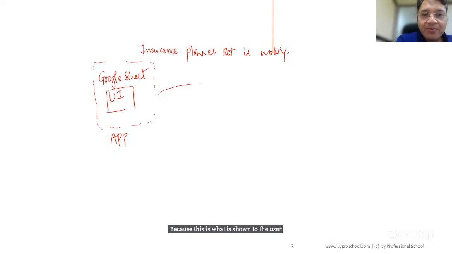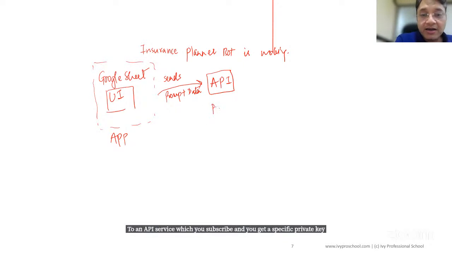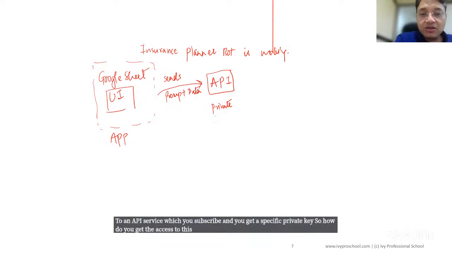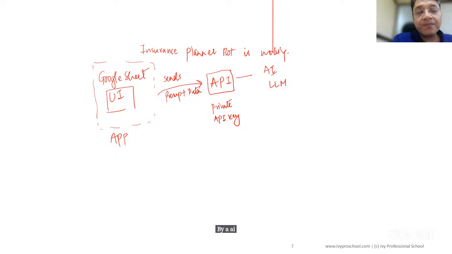Now, this app sends two things: prompt plus data to an API service, which you subscribe to and you get a specific private key. So how do you get access to this? Also, I will show you. So you get a private API key, like a secret code to access that API, provided by an AI large language model, right? So this guy is the main brain.